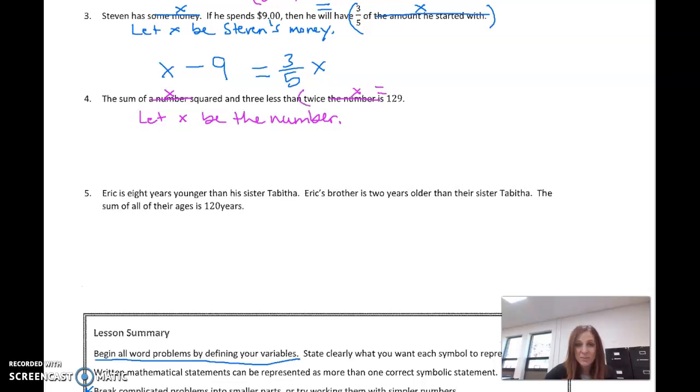So let's start with this part here. What's twice x? Twice means 2 times, so 2 times x. And then we have 3 less than that. Remember that hint, less than, that's where we put it at the end. 3 less than, so whatever it is, minus 3. And then we have the sum of x squared, and that's where the plus sign goes. Okay, so we have x squared and 3 less than 2 times the number is 129.